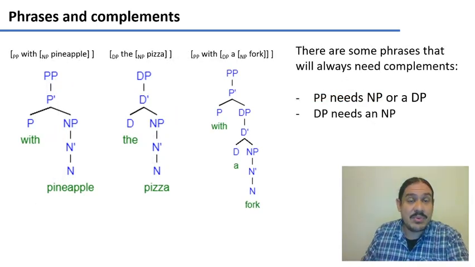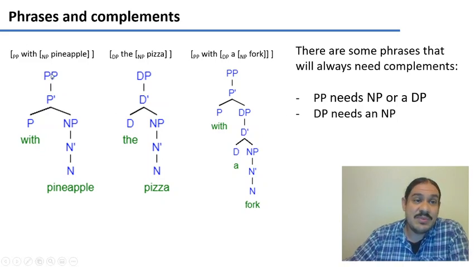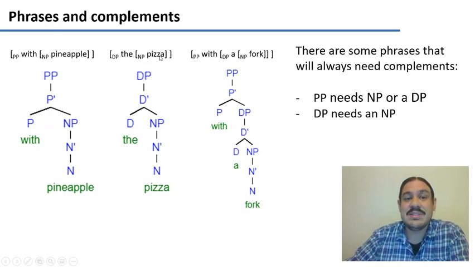These are a few more examples of phrases with complements. So this is the one we saw before. This is a prepositional phrase with a prepositional head and a complement that is a noun phrase, pineapple. This one is a determiner phrase. And we know the phrase "the pizza" is a determiner phrase because it has a determiner, "the". So "the pizza" has the head, "the".